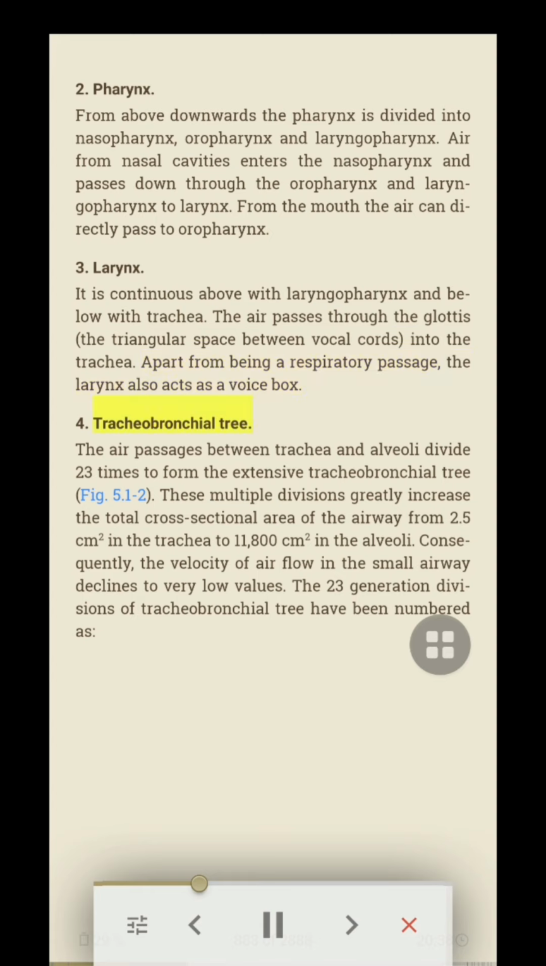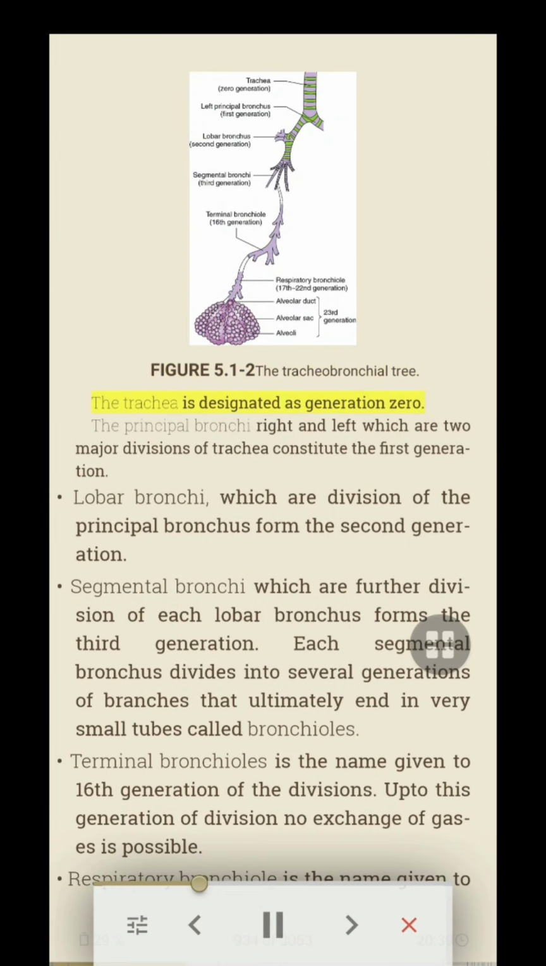4. Tracheobronchial tree. The air passages between trachea and alveoli divide 23 times to form the extensive tracheobronchial tree, Fig. 5.1-2. These multiple divisions greatly increase the total cross-sectional area of the airway from 2.5 square centimeters in the trachea to 11,800 square centimeters in the alveoli. Consequently, the velocity of airflow in the small airway declines to very low values. The 23 generation divisions of tracheobronchial tree have been numbered as Figure 5.1-2 The tracheobronchial tree.